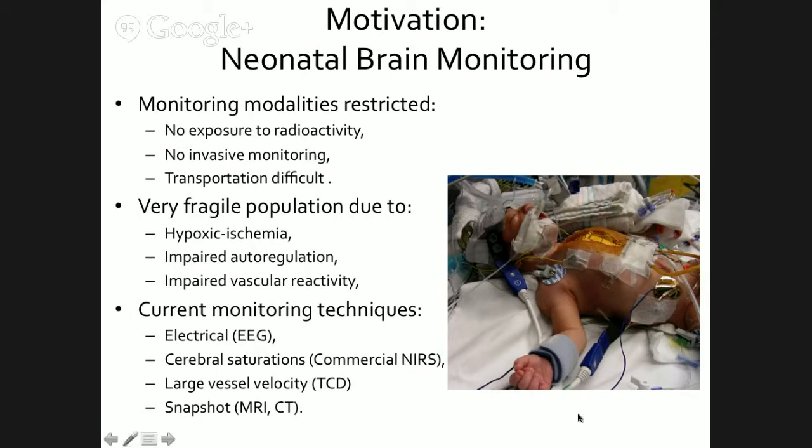This is a baby that I measured at the Children's Hospital of Philadelphia, where I did a lot of my initial work. You can see this baby had a congenital heart defect, his chest is still open, he's got tubes all over. You really don't want to be moving this baby to an MRI scanner if you can help it. So there's really this unfilled niche for non-invasive cerebral monitoring in babies.